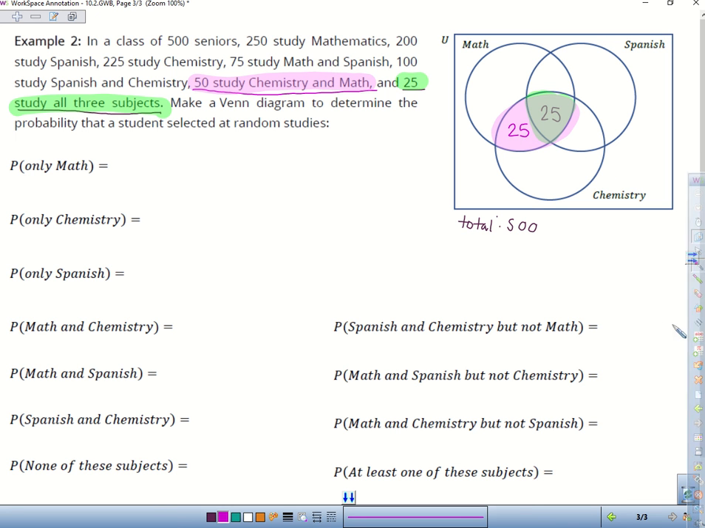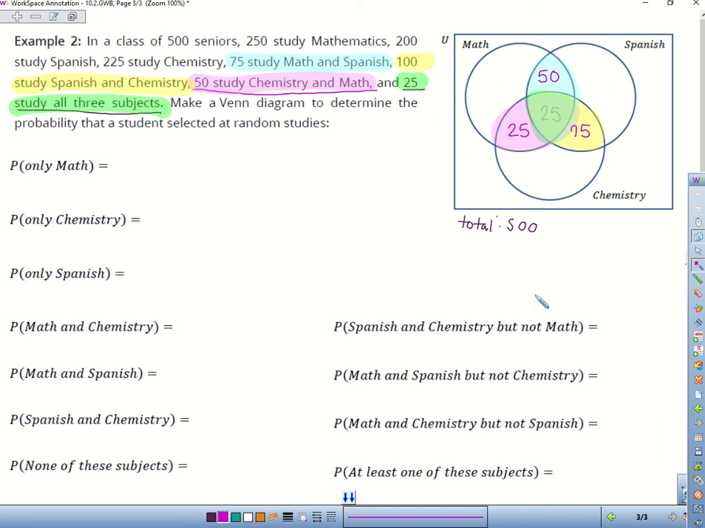Okay. Now, how many people already are in the studying of Spanish and chemistry? 100. There's 100 total, so there's already 25, so how many more do we need? 75. Everybody see where I got that from? And then next, we have 75 study math and Spanish, so it's going to be 50. Alright, so does everybody see how we got those center ones?